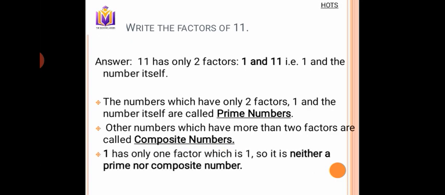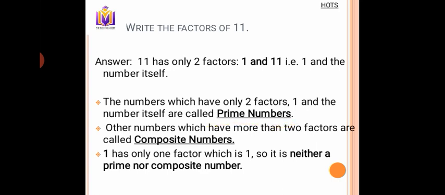1 is the factor of all the numbers, because all the numbers come in the table of 1. But we don't consider 1 as prime or composite. So 1 is neither a prime number nor a composite number. Let us give one example. For prime numbers, we can take 11. 11 doesn't come in any other table except 1 and 11. So 11 becomes a prime number. The next number could be 13. 13 also doesn't come in any table except 1 and 13. So 13 is also a prime number.